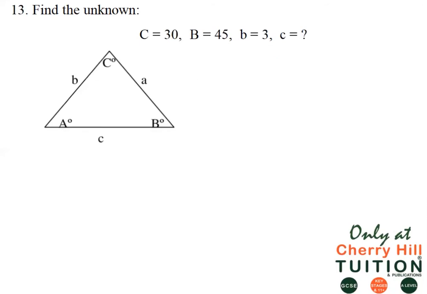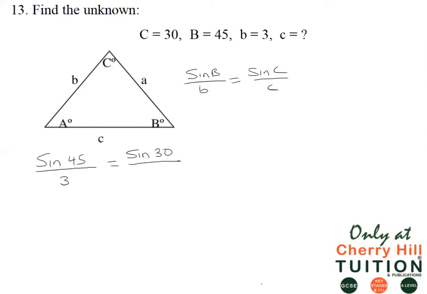Question 13, we've got another triangle, and we need to work out a missing length. So again, we're just working with sine B over b is equal to sine of C over c. And we just go ahead and plug our values in. So sine of big B, which is 45, over small b, which is 3, is equal to sine of C, which is 30, over c, which is unknown, so let's name it x. So we just need to rearrange and solve for x.